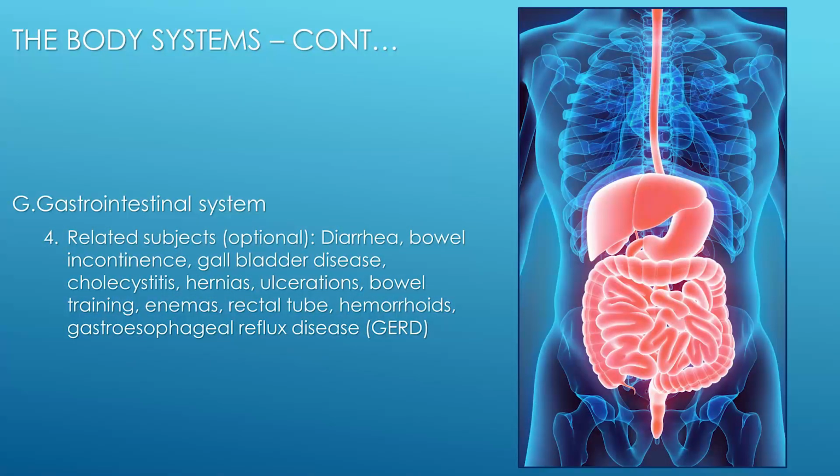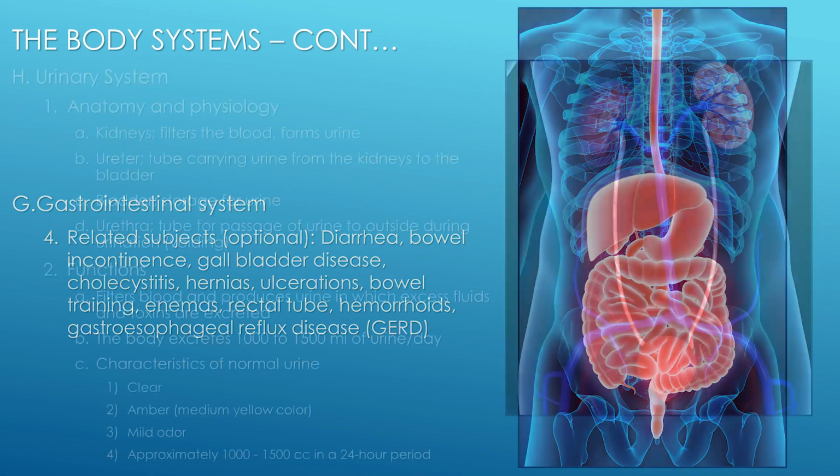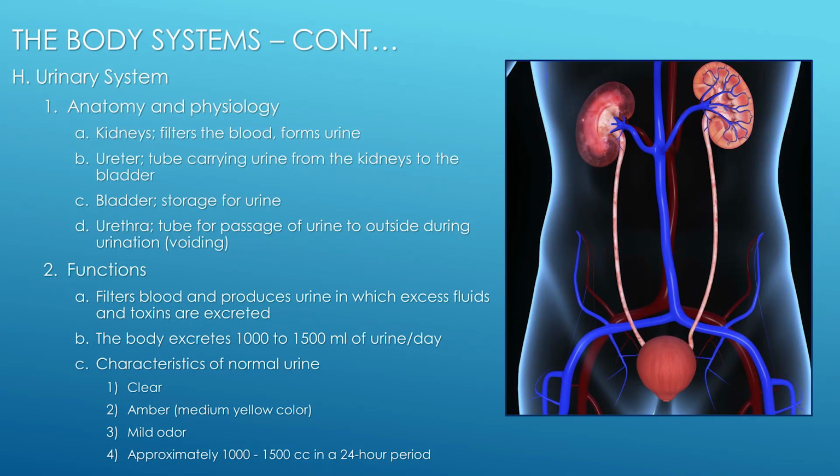Related subjects optional: diarrhea, bowel incontinence, gallbladder disease, cholecystitis, hernias, ulcerations, bowel training, enemas, rectal tube, hemorrhoids, gastroesophageal reflux disease or GERD. Urinary system, anatomy and physiology. Kidneys, filters the blood, forms the urine. Ureter, tube carrying urine from the kidneys to the bladder. Bladder, storage for urine. Urethra, tube for passage of urine to outside during urination or voiding.